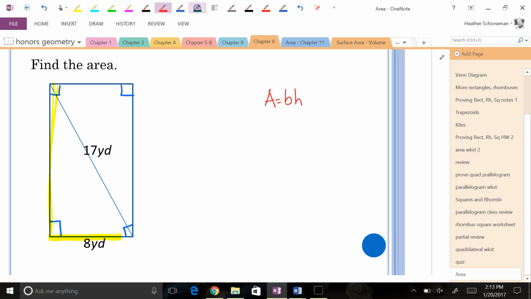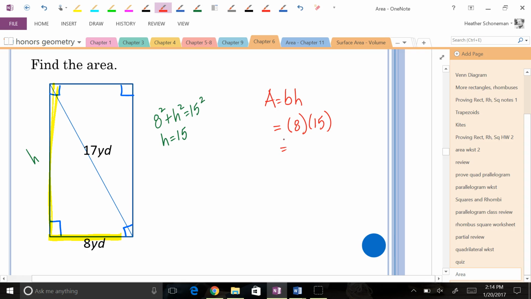Well, if we have a triangle and you know 2 of the 3 sides, to find the third side, you're going to use Pythagorean theorem. So we're going to do 8 squared plus the height squared equals 15 squared. You can pause your video and work it out for a second. You should get that the height is 15. So now that I know all the facts, I can plug it in. My base is 8, my height is 15, and then I take 8 times 15 and I get 120, and my label would be yards squared.